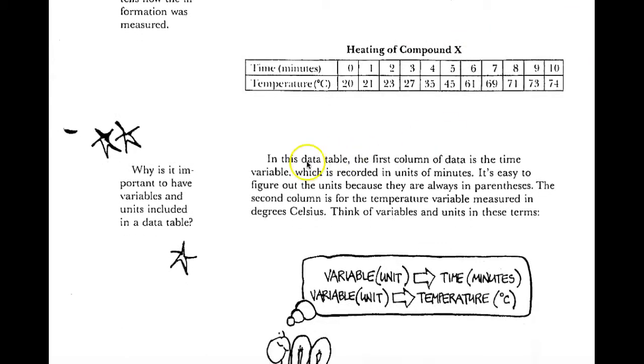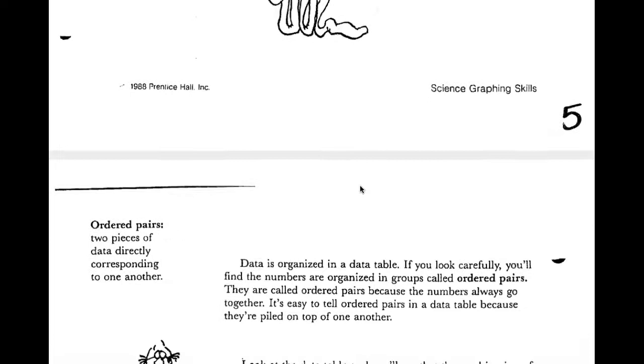Looking at the next data table here. In this data table, the first column of data is the time variable, which is recorded in units of minutes. It's easier to figure out the units because they're always in parentheses. The second column or row here is for the temperature variable measured in degrees Celsius. Think of variable and units in these terms. Okay, so this is time in minutes and temperature in degrees Celsius.